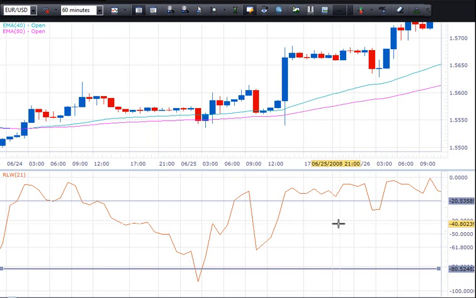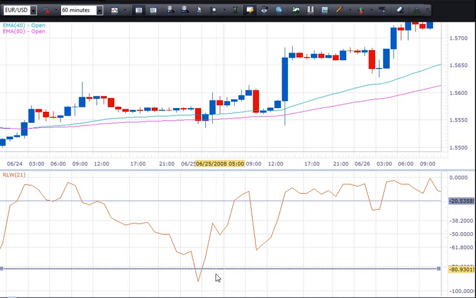By putting 2 lines onto the indicator, we've created 2 areas. We've created an overbought area above the -20 line, and an oversold area below the -80 line. We've already established that the trend is up, so we need to be trading long, we need to be buying into this market.